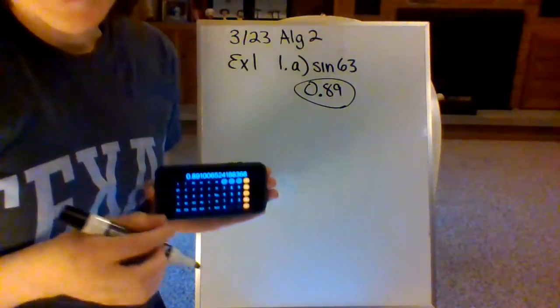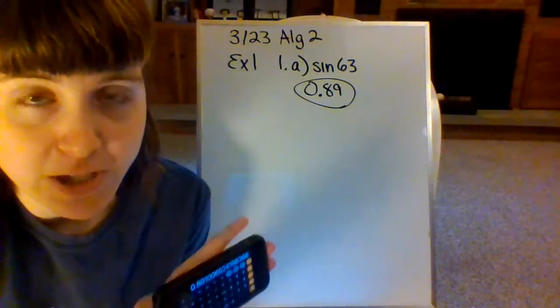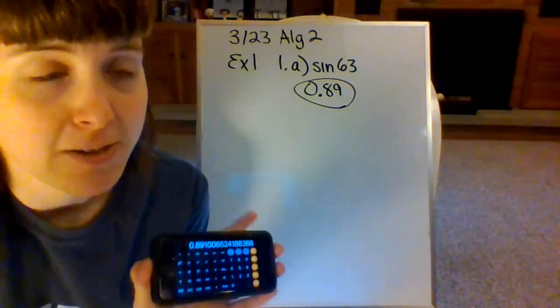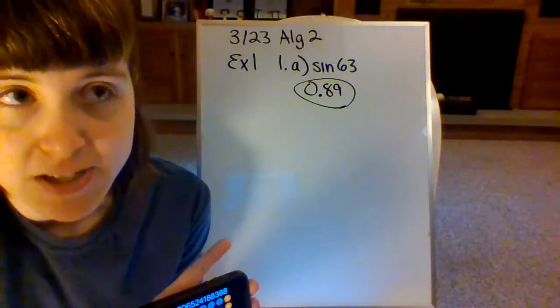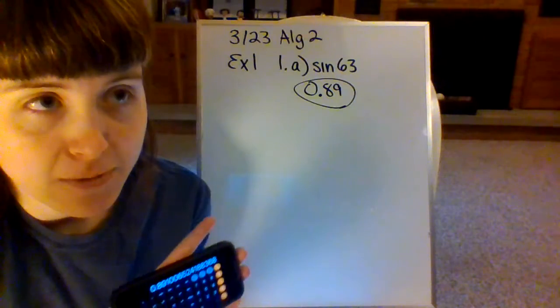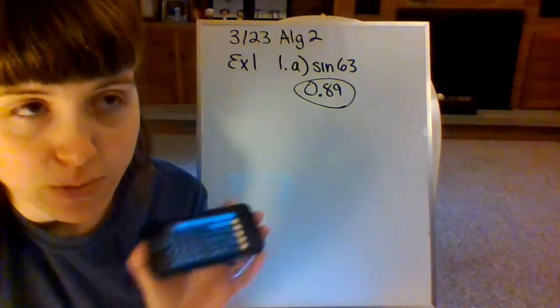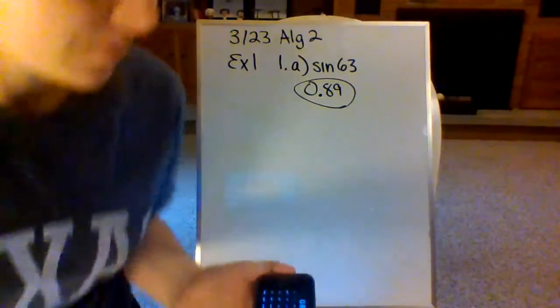Now, if you remember when we did our study of right triangles, these were like ratios of sides. So kind of like if you had a right triangle with a side of 4 and 5, so opposite would be 4, sine of 4 over 5 would be equal to 0.89. So it's kind of like a fraction.